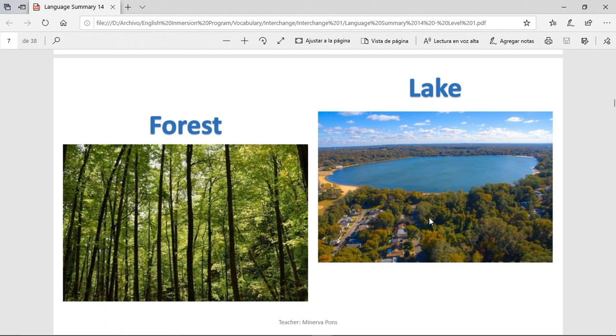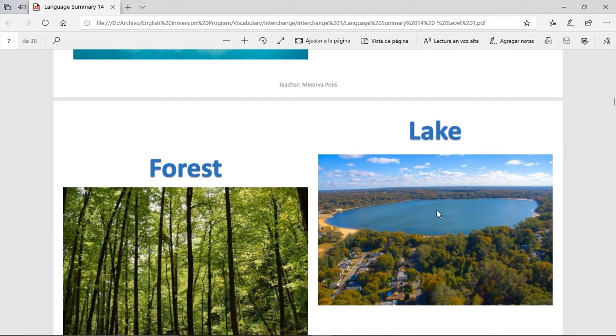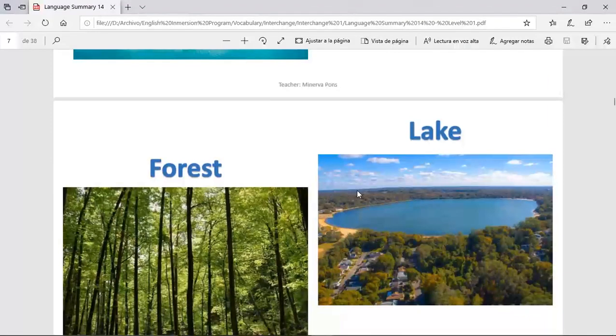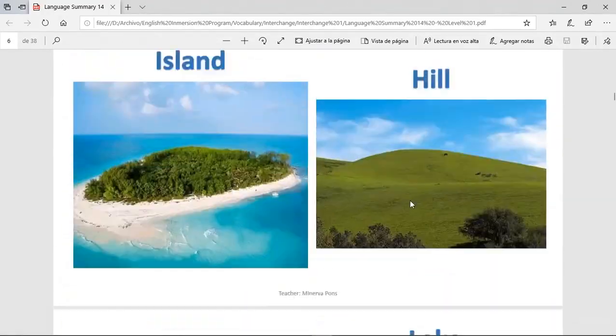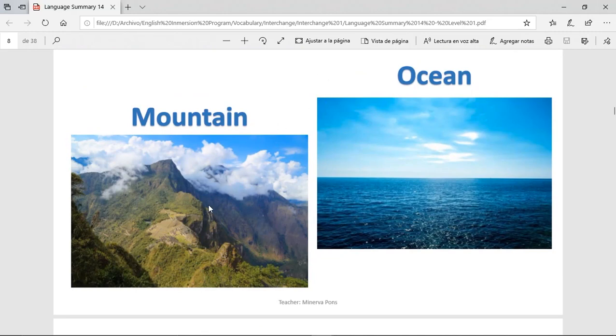Right here we have a lot of trees, but this portion of water is specifically a lake. And a lake is the opposite of an island. If an island is a portion of land surrounded by water, a lake is a portion of water surrounded by land. Okay? Very good. You can have lakes in an island, like we have here. Like Enriquillo Lake, for example.